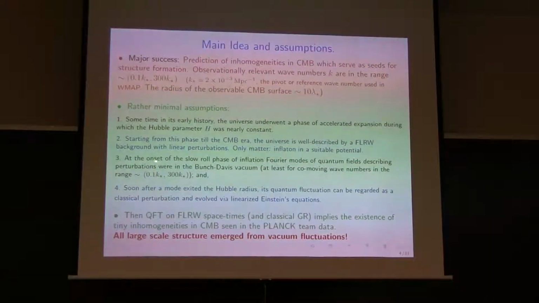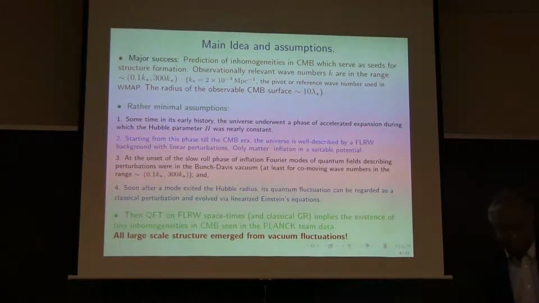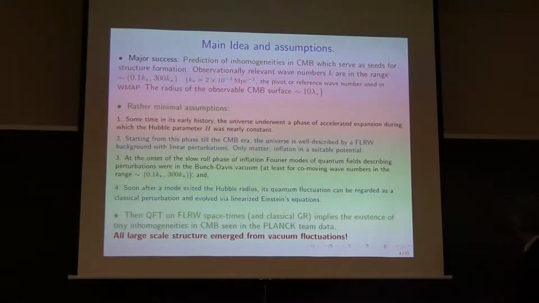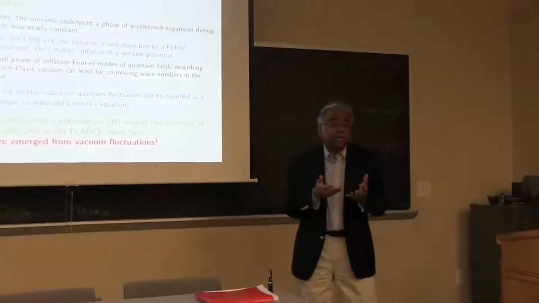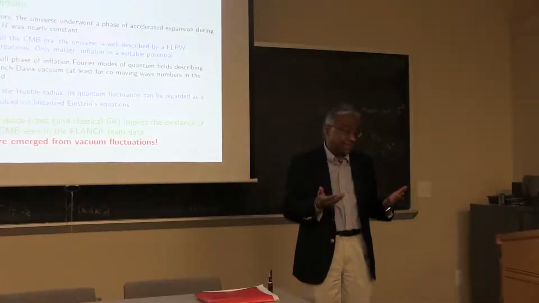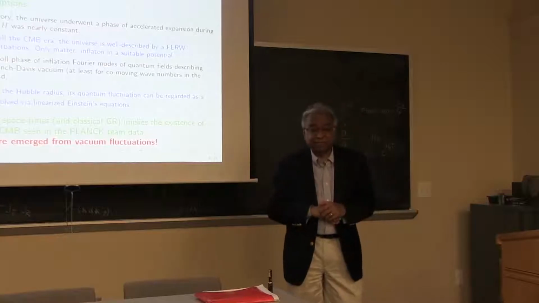And then at the onset of the slow roll phase of inflation, this is the important point, the Fourier modes of quantum fields describing the perturbations were in the Bunch-Davies vacuum. So first let me explain this. During inflation, we've got a nearly exponential expansion. As we'll see, it's not exactly exponential, but nearly exponential. Therefore, the space-time geometry is well approximated, not exactly, by de Sitter space-time.